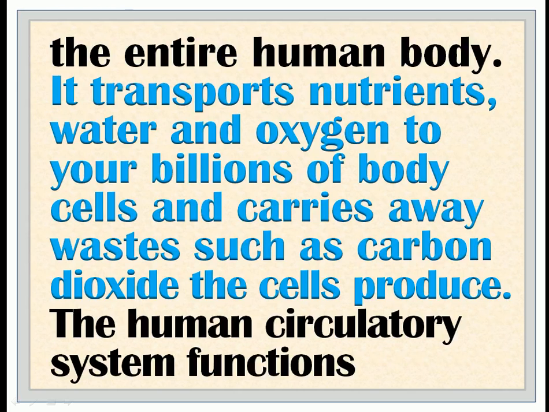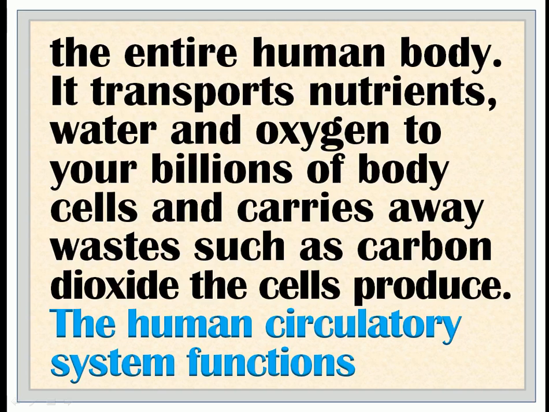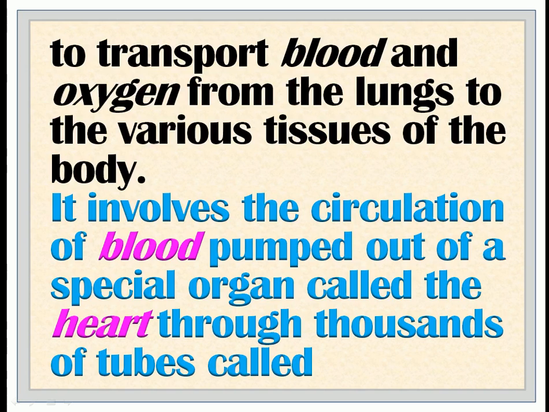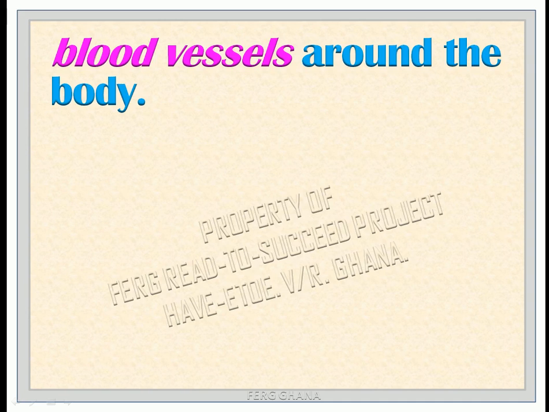the cells produce. The human circulatory system functions to transport blood and oxygen from the lungs to the various tissues of the body. It involves the circulation of blood, pumped out of a special organ called the heart, through thousands of tubes called blood vessels around the body.